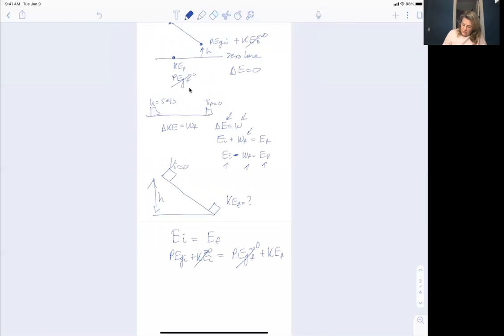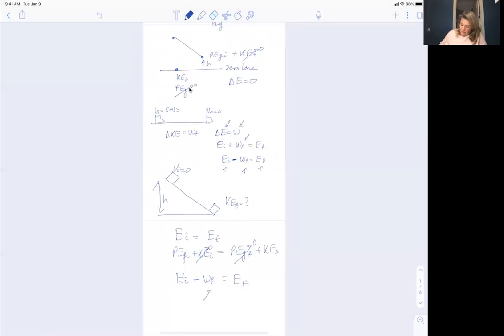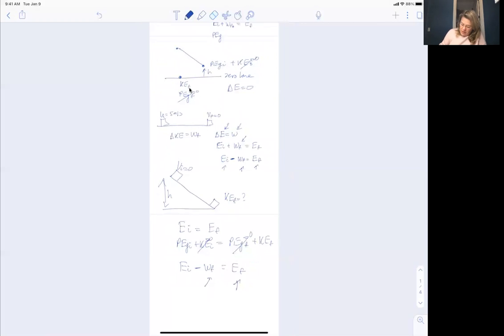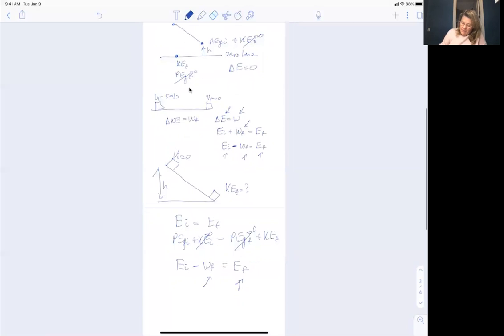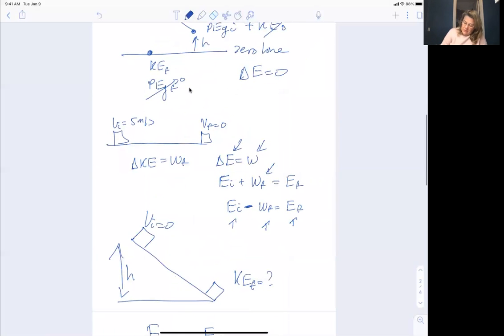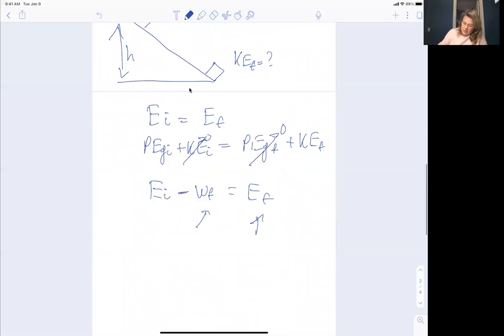What if there's friction involved? Well, energy initial plus work done by friction. I know that that's going to end up being negative, so I'm going to subtract the work done by friction, cosine 180, equals energy final. And I might have to solve for the force of friction or mu k or the kinetic energy at the bottom. So depending on whether or not there's friction, I might have to apply it on a horizontal surface, or I might have to apply it on an incline, okay?